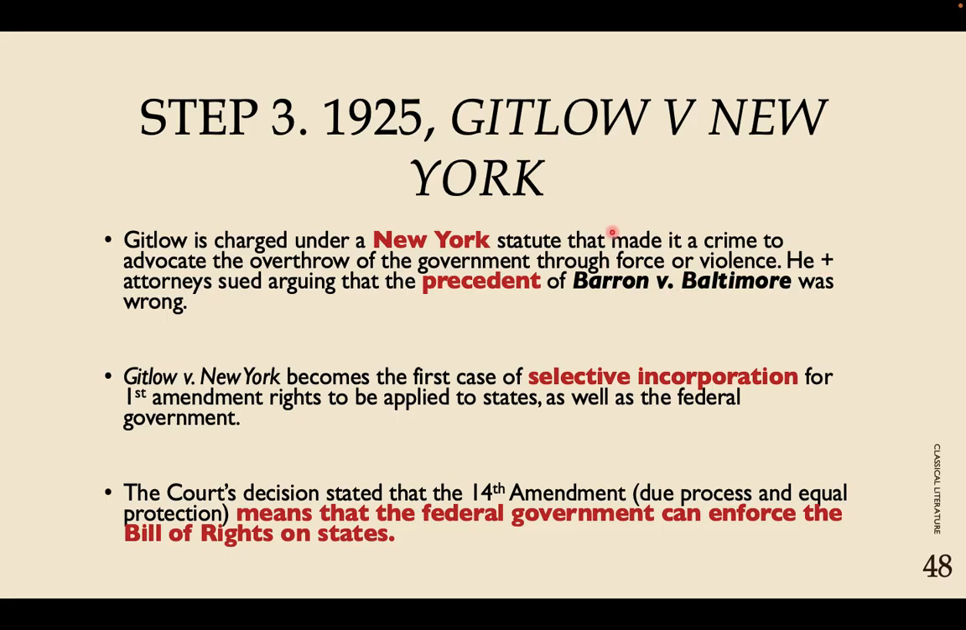Barron v. Baltimore, I think, probably was right in the sense that there was no 14th Amendment at the time. It's 1833, right? Fast forward, 1925, Gitlow v. New York is the first case of what is called selective incorporation for First Amendment rights, in this case, to be applied to states as well as the federal government. And so selective incorporation is the process of selectively incorporating amendments from the Bill of Rights, which were originally only protections against the national government, the federal government. Selective incorporation applies that Bill of Rights to the states as well.